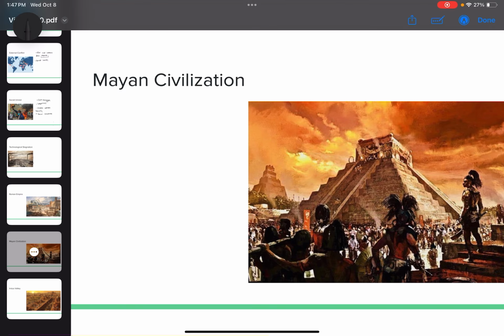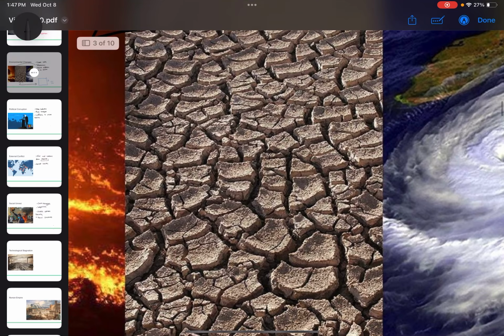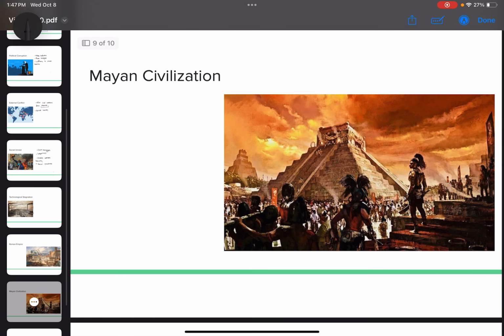They were having issues with droughts. So going back up to this environmental here, this is what a drought would look like. There was no land. There was no land to farm. When there's no land to farm, what do they not have? Food. So when they don't have food, they've exhausted their resources.